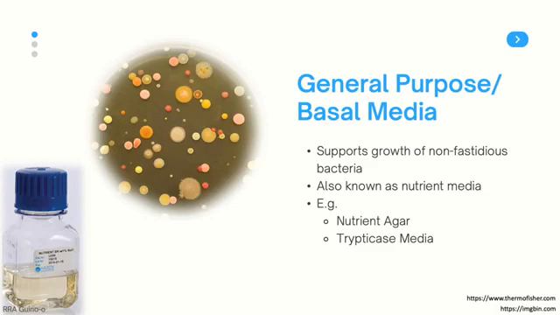This type of media can also be known as nutrient media, and common types can occur in liquid and solid forms. For example, we have nutrient agar. This is the plate that you see on the top left corner, and as you can see there, many types of bacteria are able to grow. We also have trypticase media or trypticase broth, and that's the one you can see on the lower left corner.